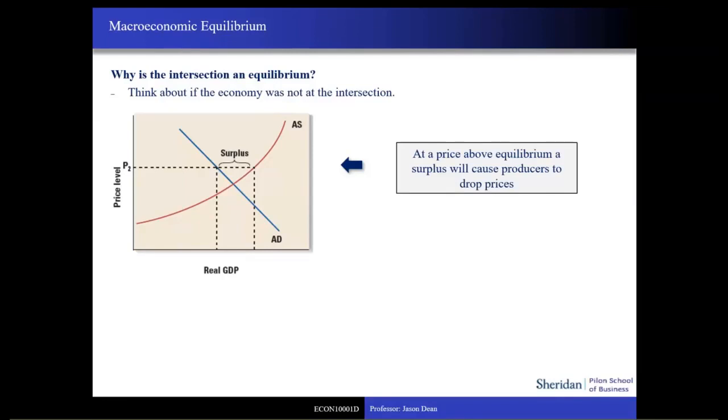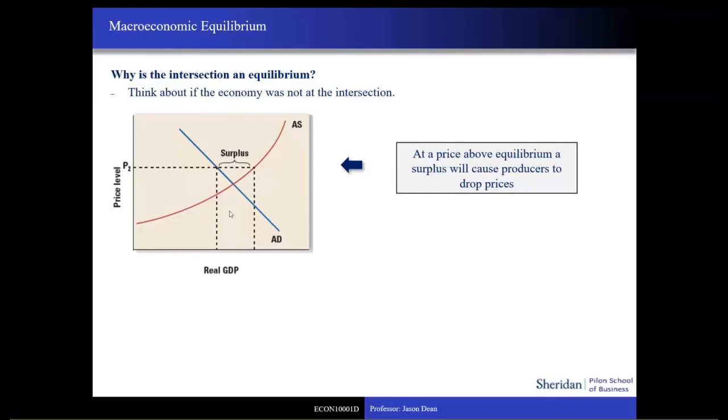I want you to enter the answer into the chat room so I know everyone's still there and listening. That's correct. No. So what would we expect would happen to the price level? Thanks, Paulina. It would drop. So the price level would drop. We don't think any price above the equilibrium would be stable, and it would tend to fall. So we would go back down to this equilibrium point.